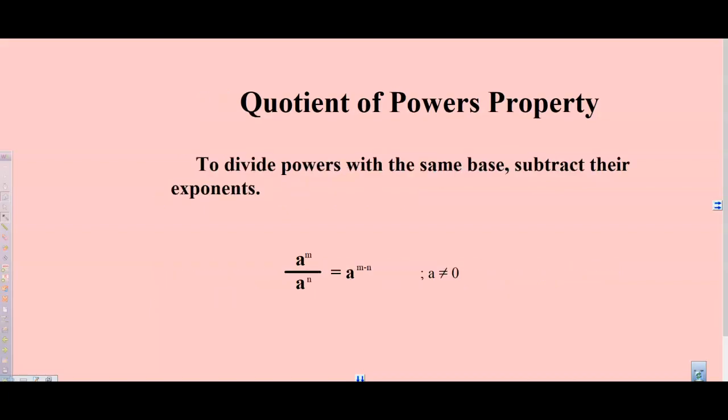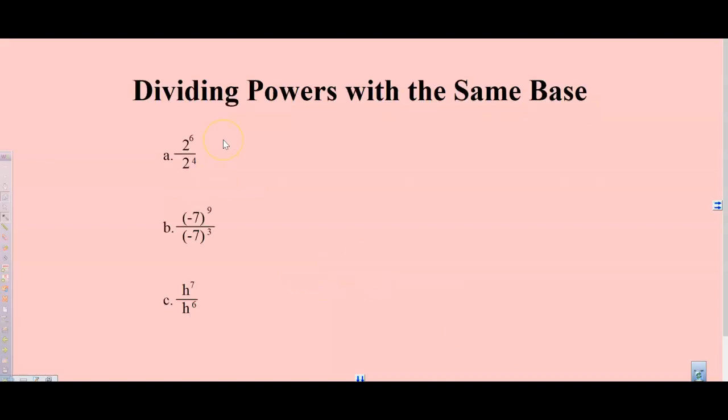First of all, the quotient of powers property says this. When we're dividing powers that have the same base, all we're going to end up having to do is subtract those exponents. Let me show you some examples to explain why this works. In our first example, we have 2 to the 6th power being divided by 2 to the 4th power. The quotient of powers property says that we can simply take those exponents and subtract them. So we would get 2 to the 6th minus 4, which is equal to 2 squared.